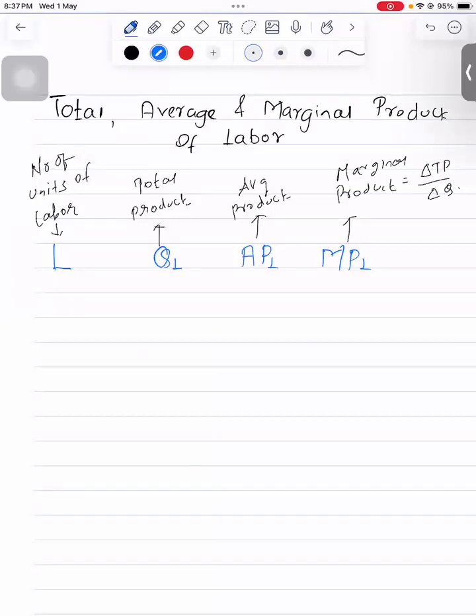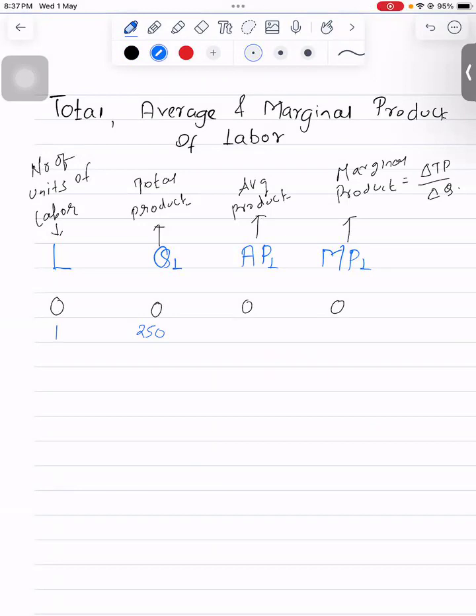Let's say if we are not producing anything, let's say we do not have any labors. So everything will be zero. Total product, average product, marginal product, everything will be zero. Now let's say we appointed one labor and he starts producing 250 units of chairs, let's say.